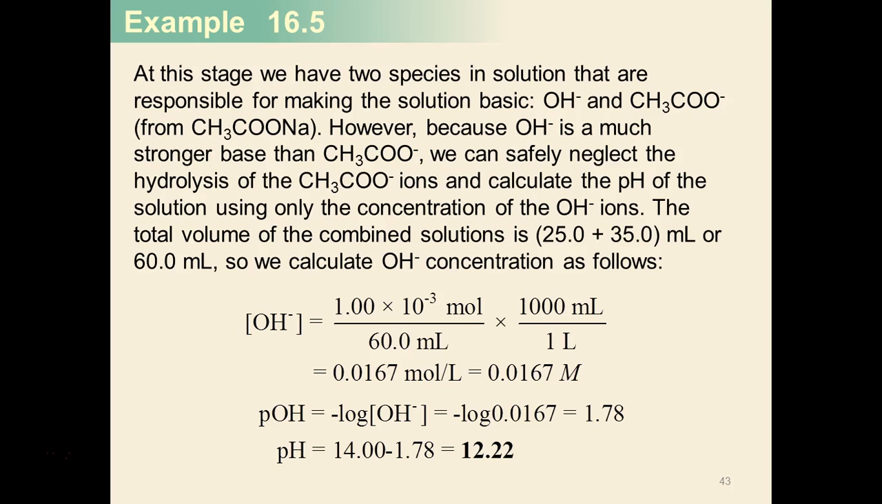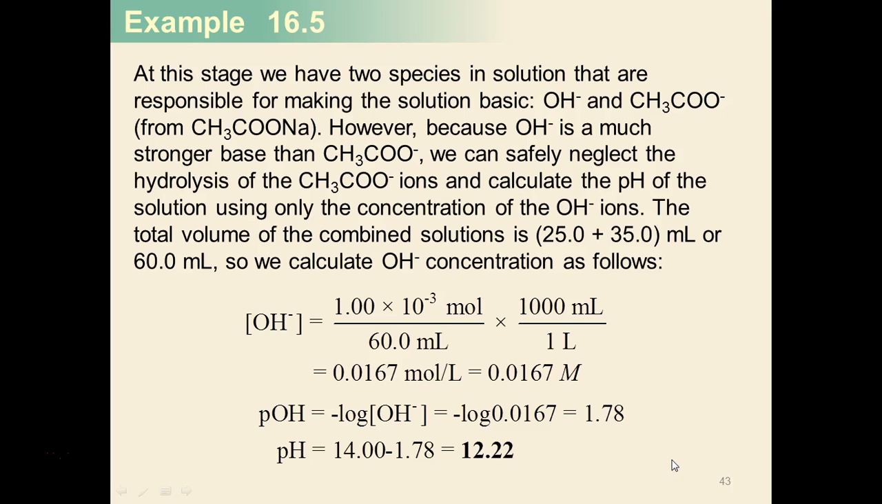We have two species in the solution that are responsible for making the solution basic at this point. That's hydroxide and the acetate ion. But because the hydroxide is much stronger than the acetate ion, we can safely neglect the hydrolysis of the acetate ion and just calculate the pH based off the excess concentration of hydroxide ions.